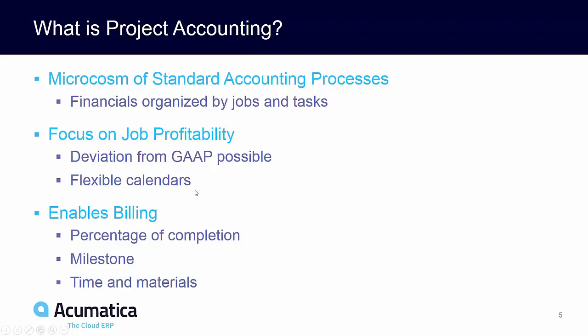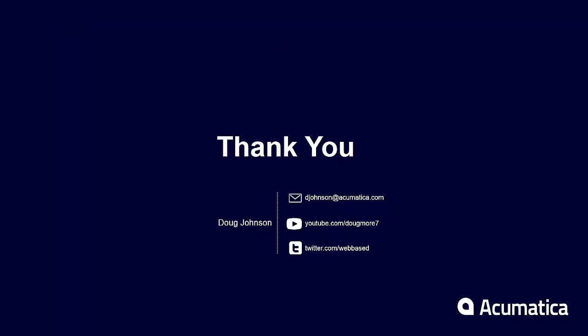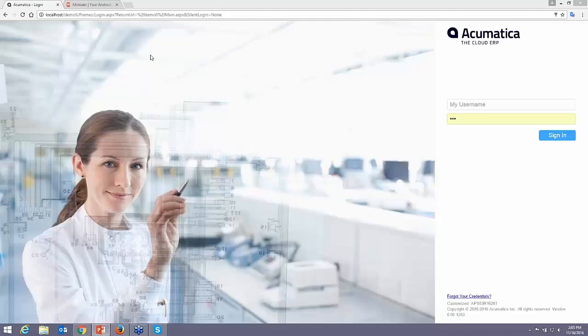One of the other things that's nice about project accounting is you have flexible calendars. So if your regular financials are organized in financial periods, that doesn't mean your projects have to be organized that way. And that will cover projects that span years, that span financial periods as well. The last nice piece about project accounting is it enables several different types of advanced billing: percentage of completion, milestone, and time and materials. So that's all I'm going to talk about from a chalk talk perspective. Now let's get into the software itself.